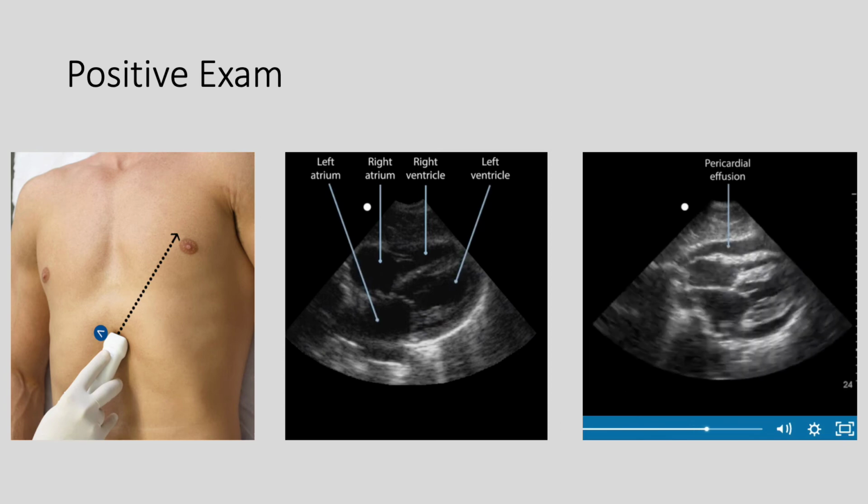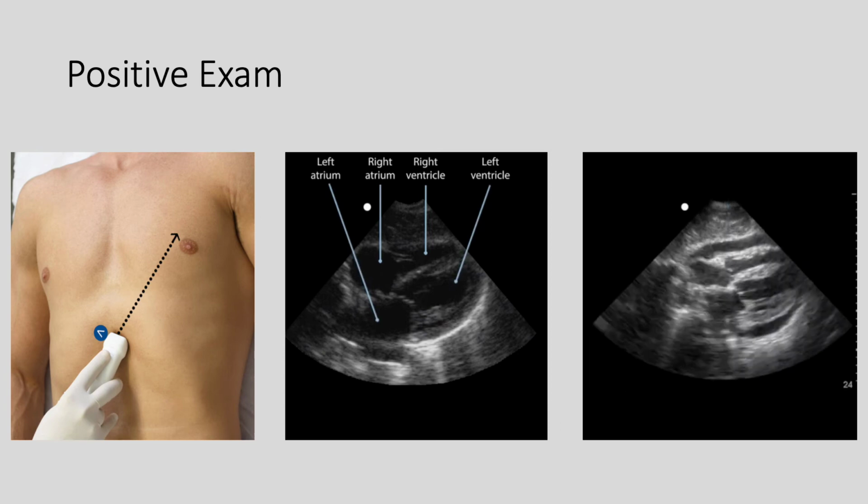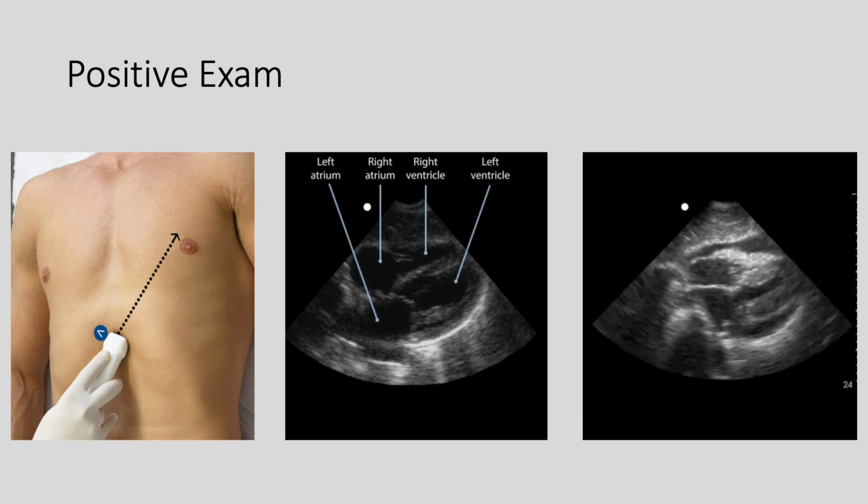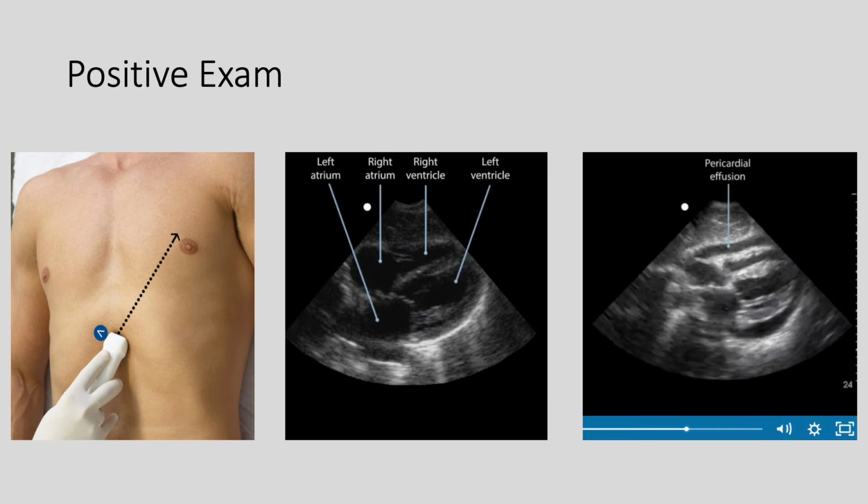So this is a 4-chamber view of the heart. We can see the right atrium, the right ventricle, left atrium, and left ventricle. We can also see the interventricular septum here. The pericardium can be traced around the heart here, around the apex, and then finally posteriorly.